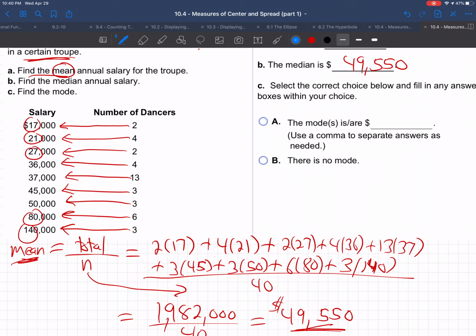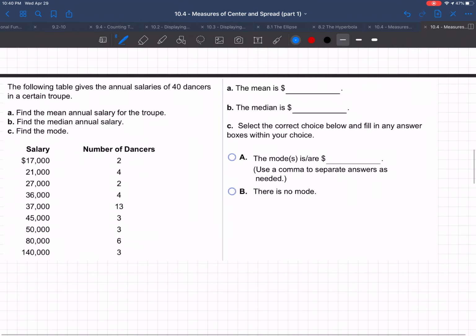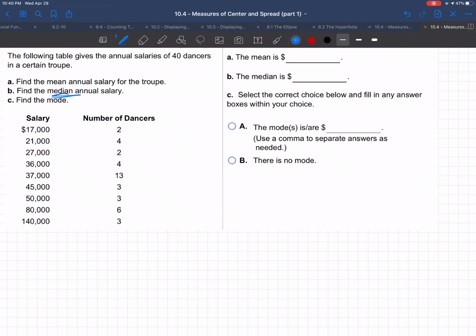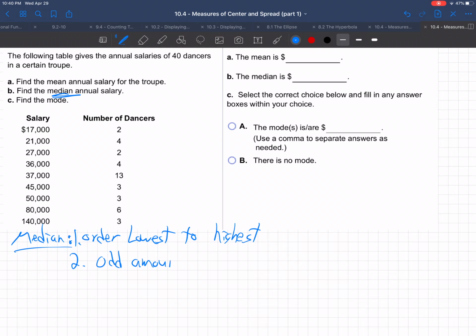Another kind of average is median. So let's do that down here on part B. The median salary. Now, how do you do the median? So for the median, we know that you have to order them lowest to highest. That's step 1. And then step 2, if you have an odd amount, an odd amount, then you take the one number in the middle.